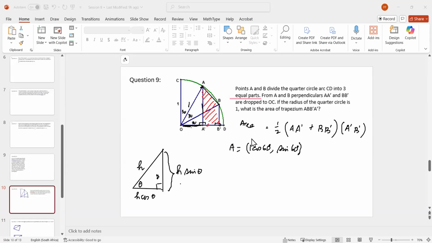Okay, so that takes care of the two coordinates of A. I'm just going to wipe this one out. And then likewise, I can work out the coordinates of B. In that case, I've got this right angle triangle here, BOB prime. And the angle in question is 30, and the hypotenuse is 1. So you'll have cos 30, sine 30. Okay, so these are the different coordinates for this.